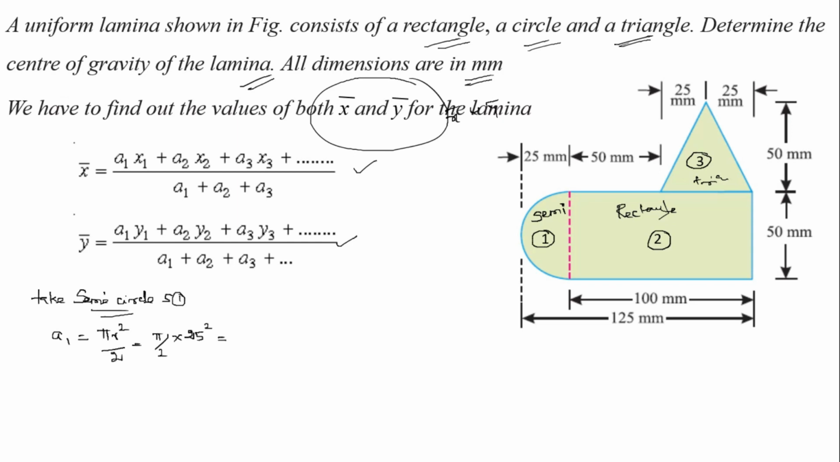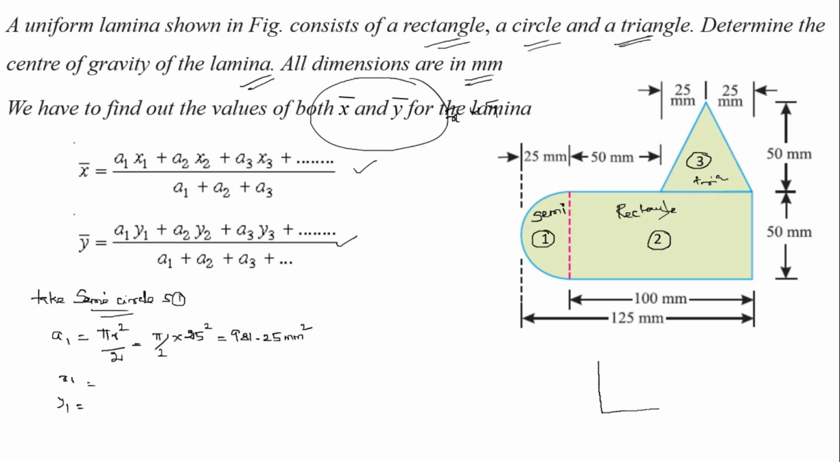Divide by 2 into 25 squared, which is equal to 981.25 mm squared. So this is the value. Now we have to calculate x1 and y1.